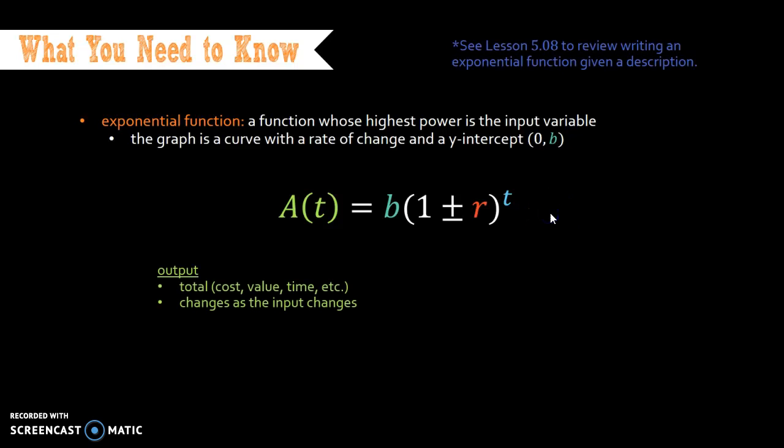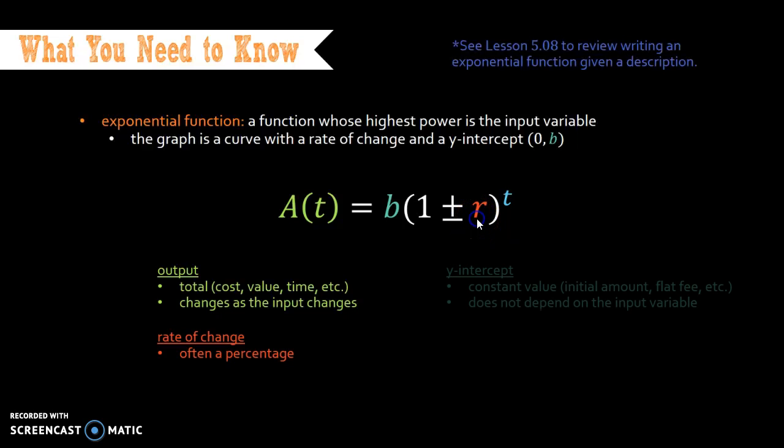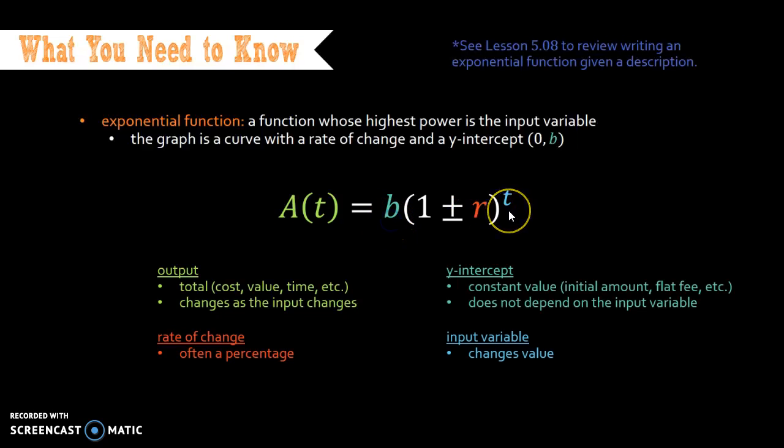We have our output equal to, we have our rate of change inside the parentheses right here. You have your y-intercept, or your initial value, in front of the parentheses. And then t is your input variable. It might not say t, it might say x or h or d or something else, but your input variable is whatever variable can change value.